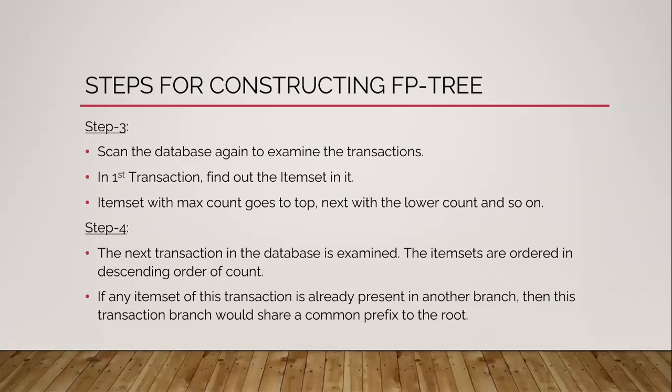Next, coming to step 4, the next transaction in the database is examined. The item sets are ordered in descending order of the count. If any item set of the transaction is already present in one or other branch, for example, in the first transaction, then this transaction branch would share a common prefix to the root. This means that the common item set is linked to the new node of another item set in this transaction.